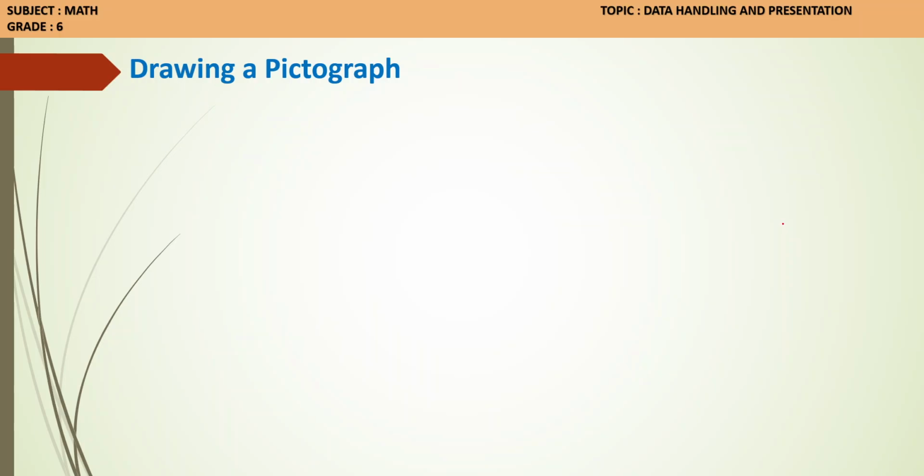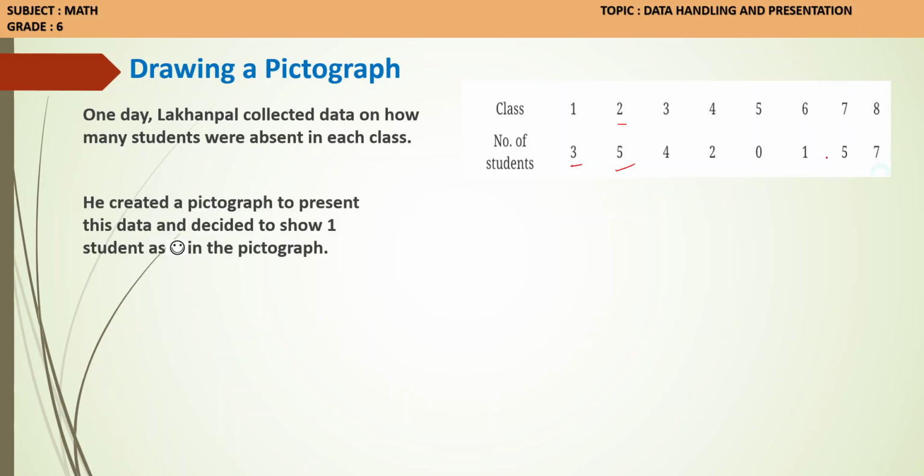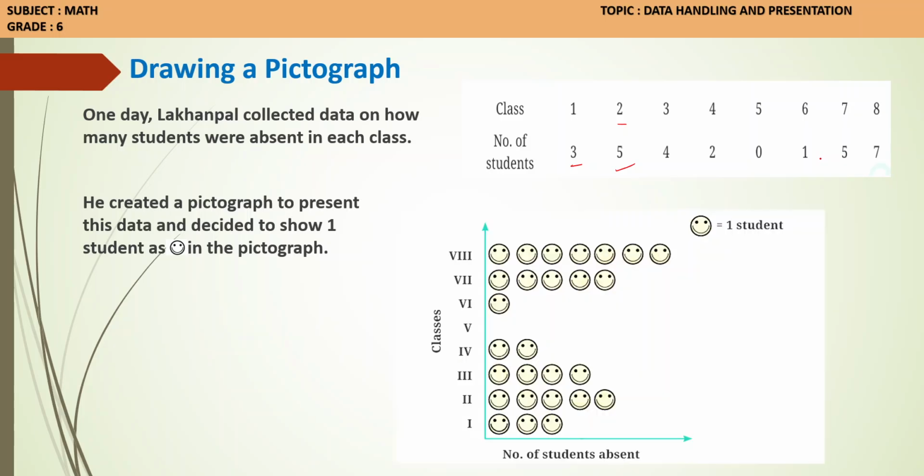Let us see how we are going to draw a pictograph. One day, Lakanpal collected data on how many students were absent in each class. Class 1, the number of students absent was 3. Class 2, 5 students. Class 3, 4. Class 4, 2 students. Class 5, none. Class 6, 1. Class 7, 5 students. Class 8, 7 students. He created a pictograph to represent this data and decided to show one student as one smiley icon.